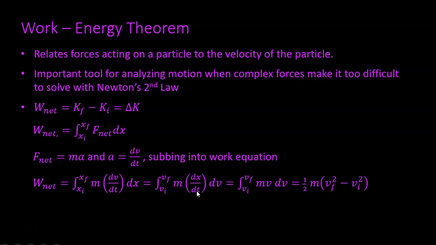Notice this dx/dt is the definition for velocity, so we can rewrite this integral as mass times velocity dv. And when we solve this integral from the initial velocity to the final velocity, we wind up with 1/2 mass times the quantity final velocity squared minus initial velocity squared. This is the expression representing the change in kinetic energy.